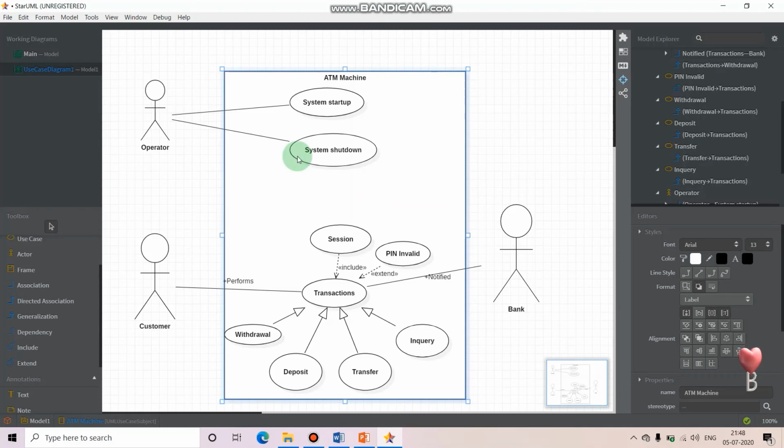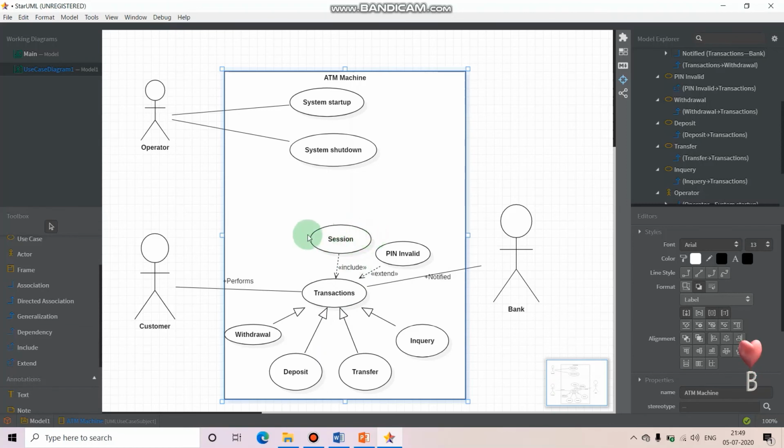We'll just once try to understand this diagram as a whole once again. So this one is the actor, which is called operator, which will perform these two operations: system startup and system shutdown. He will take care of these two operations. Customer is the one that will perform various transactions, and these four are the transactions that the customer can perform. And why have I used this generalization symbol? Because all these are various transactions. So from where are these inherited, from where are these generalized? From this transaction use case only, from which all these use cases came. So I used here this generalization symbol. And whatever transactions the customer performs will be performed on behalf of this bank. So this bank will be notified whenever the customer performs all these transactions.